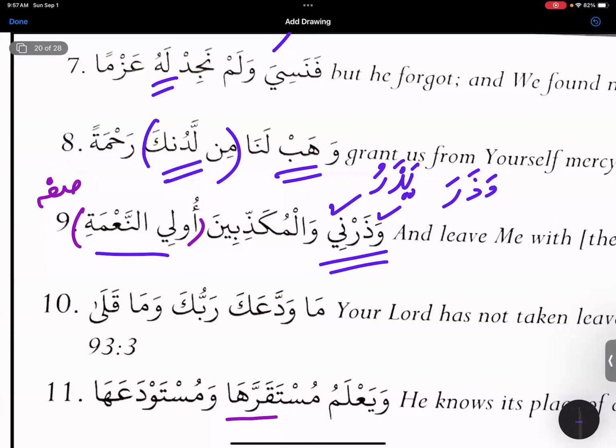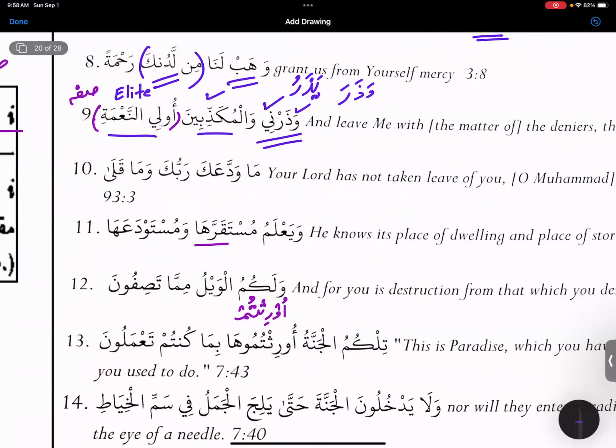Right? What is the relation of ulin ni'mati with al mukazzibin? Sifa? Yes, sifa. It is a description of the deniers, they are the ones with the blessings. Basically the elite class, right? Allah Ta'ala gave them everything. They were the elite class and they were causing the most trouble. So leave them to me. They are mukazzibin. This is one of their attributes, and second, that they are the elite. So these mukazzibin are elite class. So leave them for me. I will take care of them. Exactly, Subhanallah.